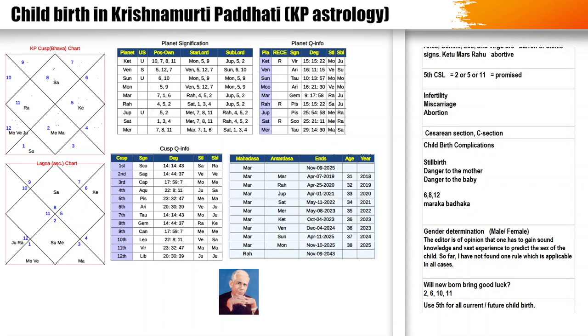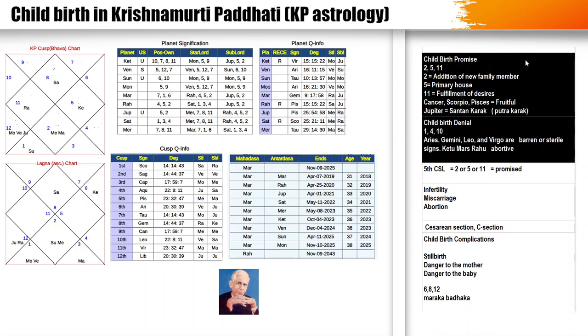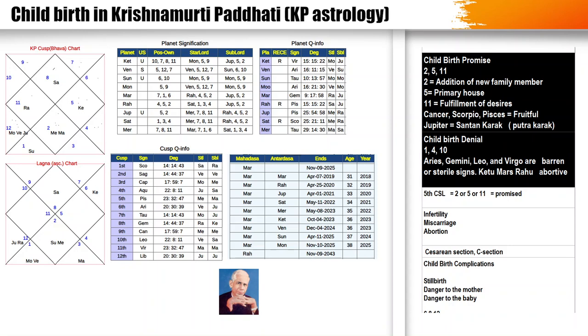Now let's take a look at this example horoscope. And for that, I'm going to put focus on these 2 points, the promise of the childbirth and the denial. That's what we are going to just focus on.